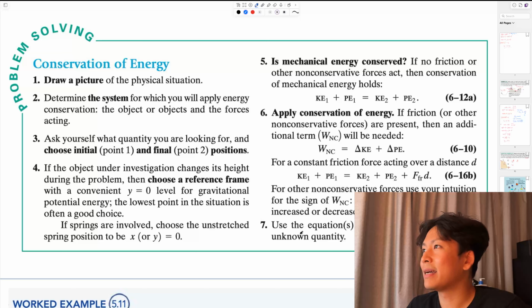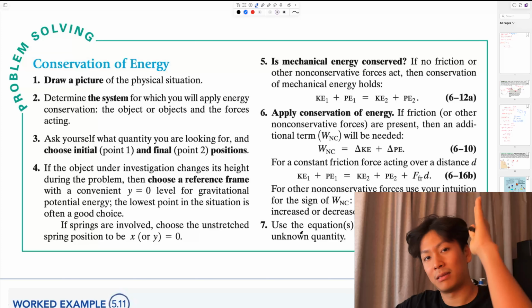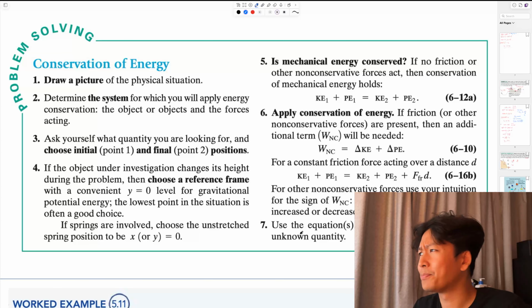And then think about: is mechanical energy conserved? Is there friction, or are we ignoring friction? Are there other non-conservative forces that are actually doing work? Like, if it's normal force, is it actually doing the work, or is it perpendicular? Have a think about it. And then just apply the law of conservation of energy.